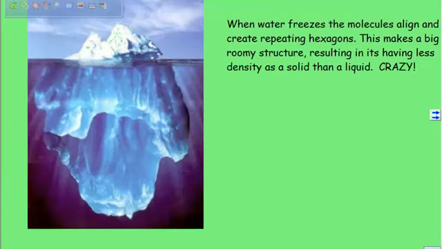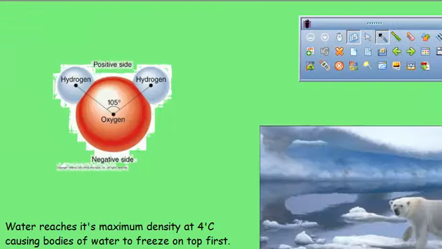So when water freezes, the molecules align and it creates these repeating hexagons. And that makes a big, giant structure. And the result is that solid water is less dense than liquid water. Crazy. You'll notice there's a 105-degree bond angle between the oxygen and the hydrogens. And its maximum density is at 4 degrees Celsius. What is that in Fahrenheit? 30, somewhere in there, close.